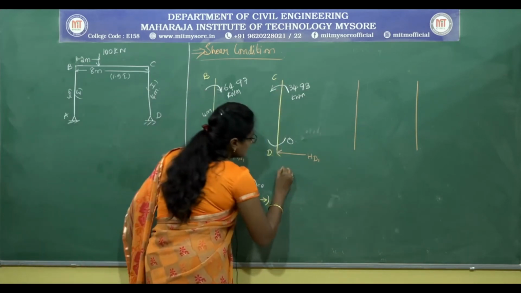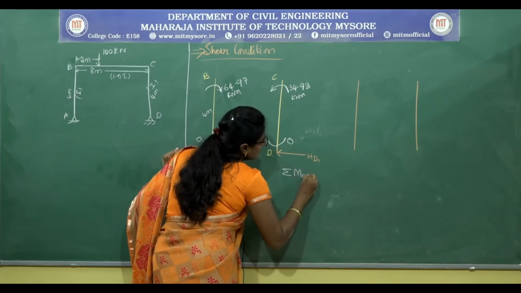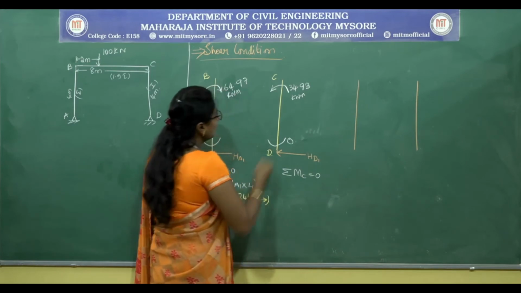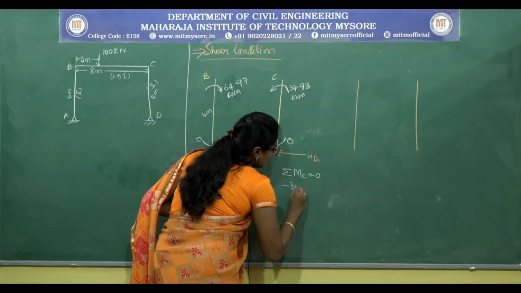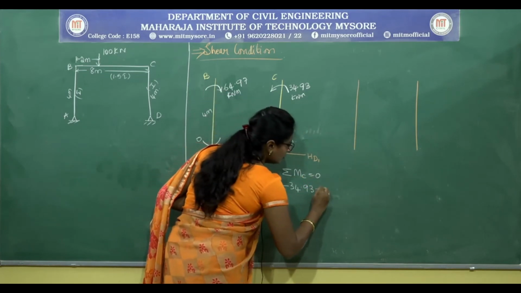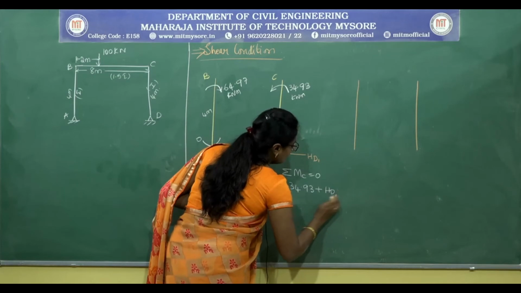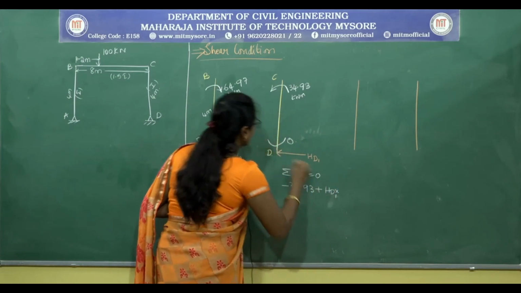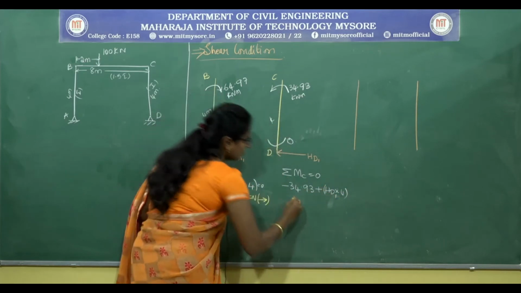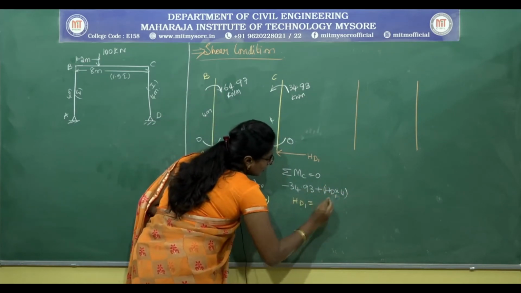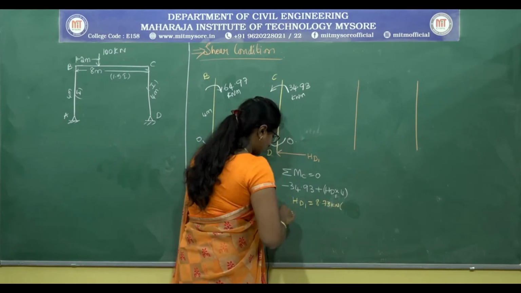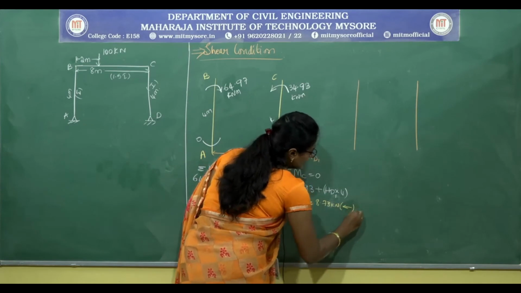Next, in this case, sum of all the moments at C equal to 0. So, it is minus 34.93 and this is acting in the clockwise direction, plus HD1 into the distance, which is 4 again. So, even here the reaction is equal to 8.73 kilonewton. Therefore, the reaction is acting in this direction.